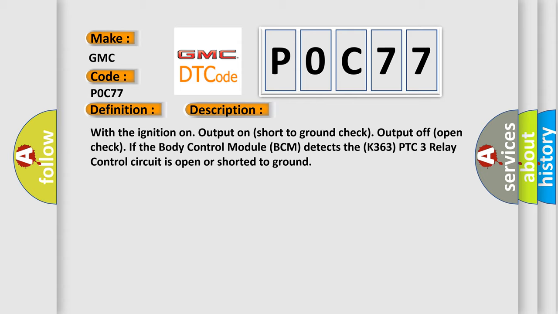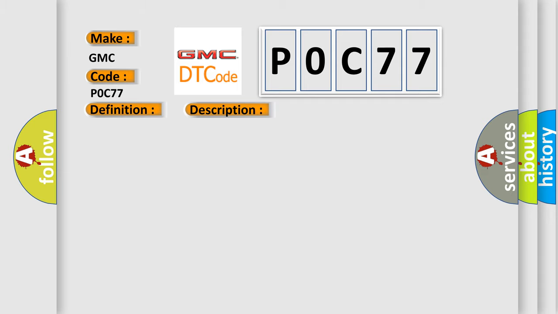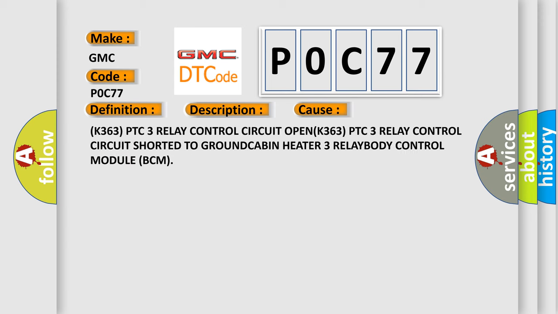With the ignition on, output on, short to ground check; output off, open check. This occurs if the body control module BCM detects the K363 PTC3 relay control circuit is open or shorted to ground. This diagnostic error occurs most often in these cases: K363 PTC3 relay control circuit open, K363 PTC3 relay control circuit shorted to ground, cabin heater 3 relay, body control module BCM.